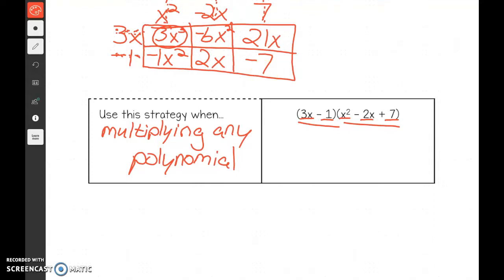Now, once we have it laid out, everything's set up for us. Not always, but normally, they're going to add diagonally. So here, what I like to do is see what I have in common. So do I have any x cubes in this problem? No. So I'm going to go ahead and write that down. 3x cubed. All right. How many x squareds do I have? 2. So I'm going to combine those. So what's negative 1 plus negative 6? Negative 7. So that's negative 7x squared.